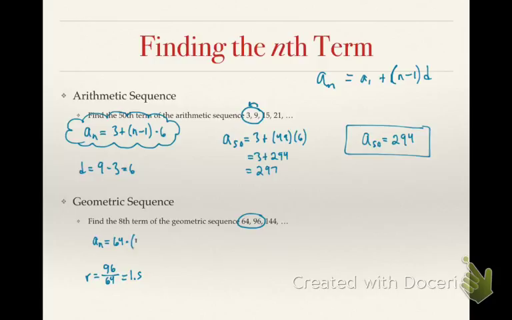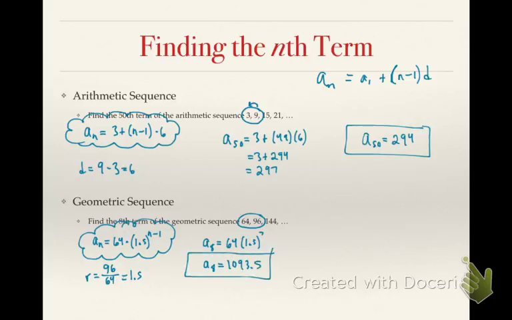Okay. 1.5 is a nice decimal, so I'm going to use 1.5. And it's going to be raised to the n minus 1. That is the formula to find the nth term. So if I want to know the 8th term, I'm going to plug in 8 for n. So it's 64 times 1.5 to the 7th power, because 8 minus 1 is 7. Type that in your calculator. That gives you 1,093.5. That's going to be the 8th term in that sequence.